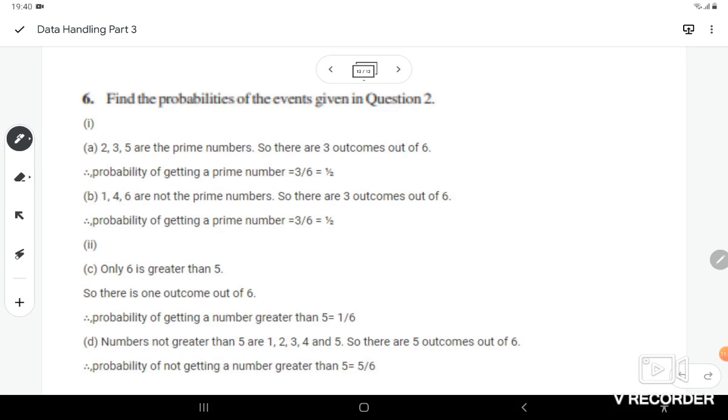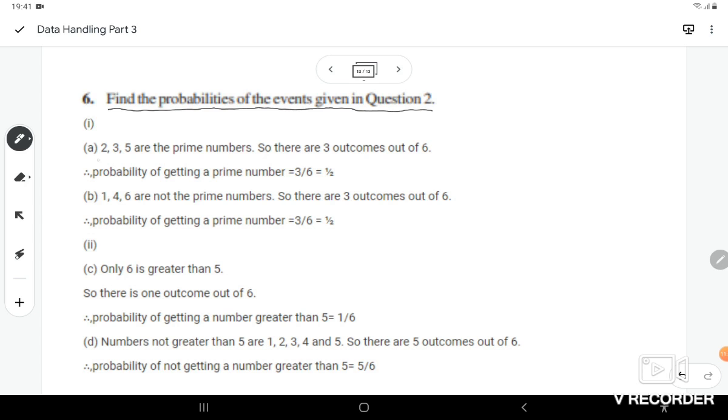Let's see the last question of this exercise. It says find the probabilities of getting events given in question number 2. So let's see. So question number 2 said when you toss a dice, then you have to first find the outcomes, and here we have to find the probability, and first part was getting a prime number.